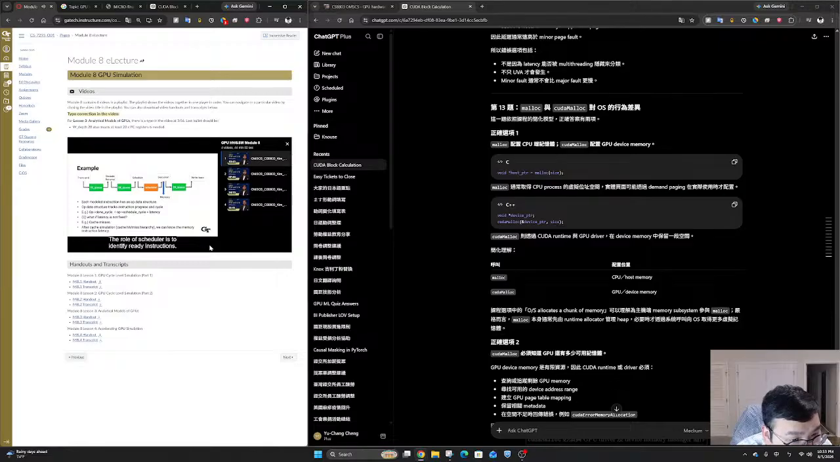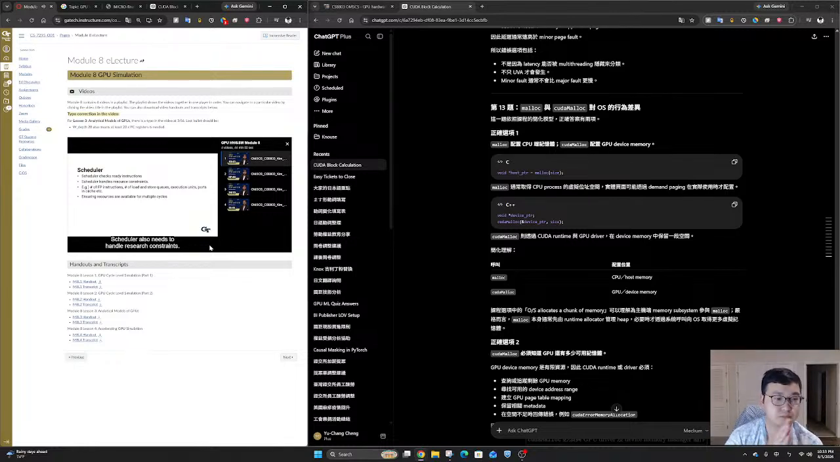The role of the scheduler is to identify ready instructions. The scheduler also needs to handle resource constraints. For example, even though there are multiple ready instructions, it should schedule only the instructions that can be executed for the given resources. For example, number of floating point instructions, number of load and store queues, execution width, ports in the cache systems. If an instruction takes multiple cycles, the resource contention should also be considered. It should ensure that resources are available for multiple cycles.